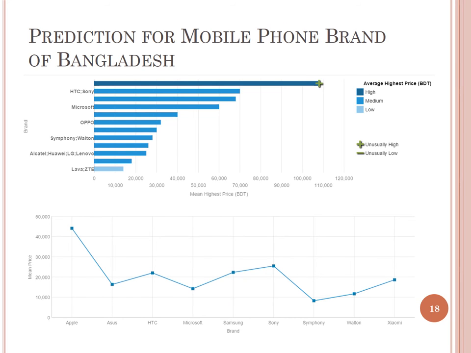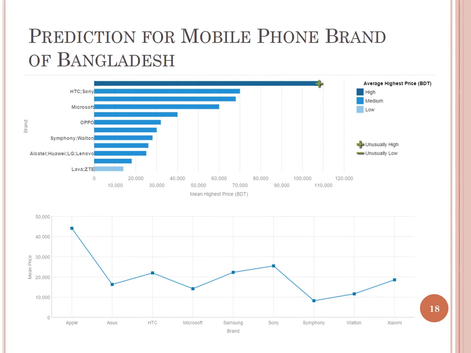Now we will predict outcomes of mobile brands of Bangladesh. The first insight shows that brand and highest price can be used to predict, as predictive state is 100% in this case. Grouping the category into high, medium, low helps to reveal additional insights about impact of brand on highest price. Apple has unusually high price, whereas HTC, Sony, Microsoft, Samsung have medium price.